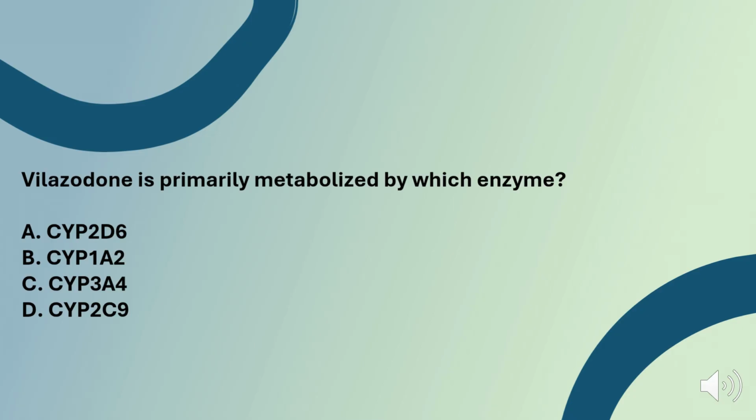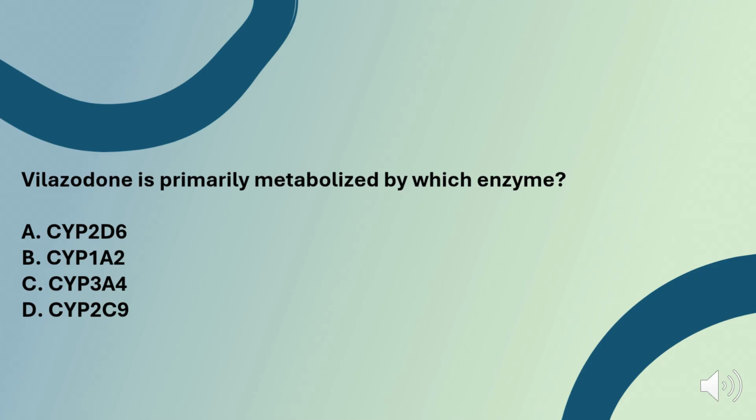Vilazodone is primarily metabolized by which enzyme? Words are difficult. When you begin doing these CYP and these 2D6s, they all begin to run together. So vilazodone is primarily metabolized by which enzyme?